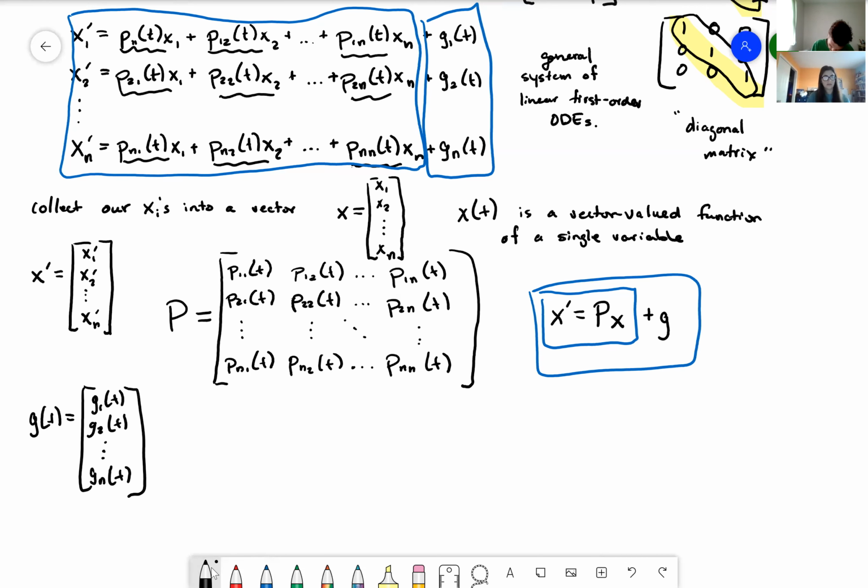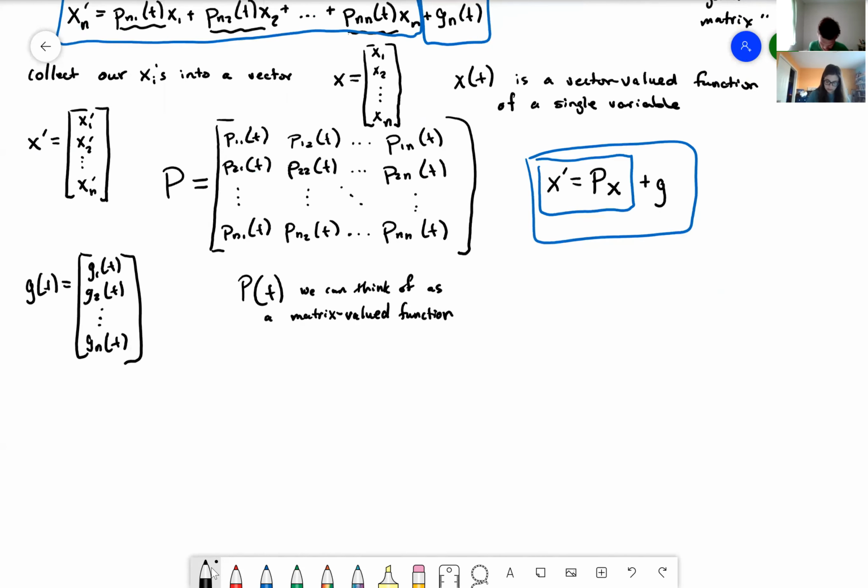Now, one thing that might be interesting to note is that we can think of this P now as a function of t. All of its components are functions of t independently. And so when we plug in a t, we get a matrix. So this we can think of as a matrix valued function. It takes in a number t and outputs a matrix. Well, that's just this matrix here. Okay. So that allows us to organize this.